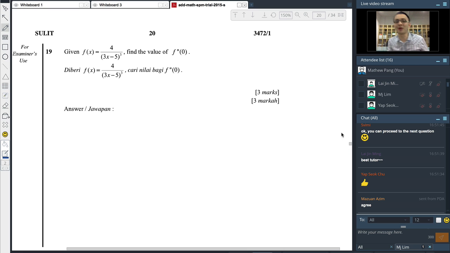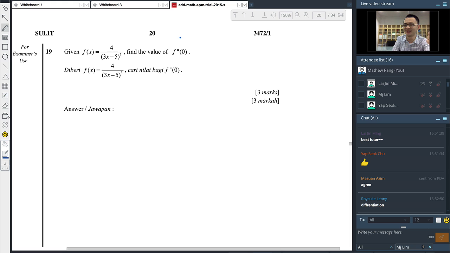Alright, for this one, the first thing is you have to understand the meaning of the dot. A lot of students think the dot is an inverse. This is not the inverse. One dot means differentiate one time. Two dots means differentiate two times.